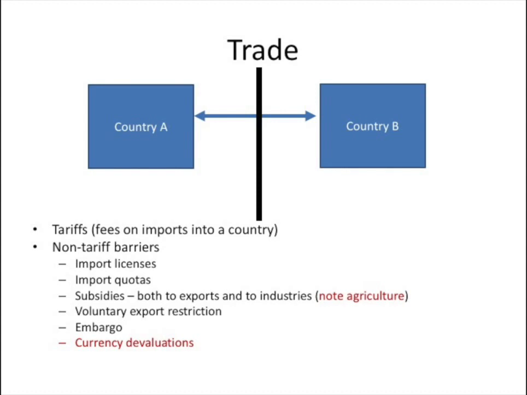We then also have currency devaluations, and this is another one that impacts agriculture and one that you will often hear associated with China right now. And the debate goes on whether or not those occur, but currency devaluations make goods from one country more expensive to import into the other country. So all of those things are non-tariff trade barriers.